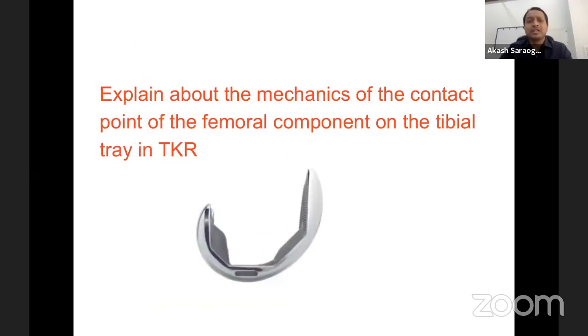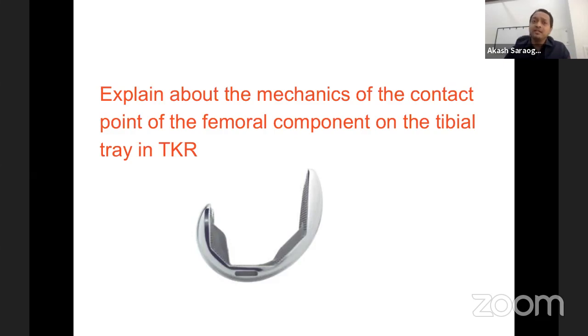We are coming to the last few slides, which is mechanics of contact point of the femoral contact in the tibial tray. Now this is very, very important, and why it is, we'll talk about it. There are two types of implant which we have, CR and PS, right? Cruciate retaining and posterior substituting. Hypothetically, the CR implant allows the femoral rollback, which means that the femoral component can slide over the plastic, whereas in PS, the femoral component cannot slide over the plastic.